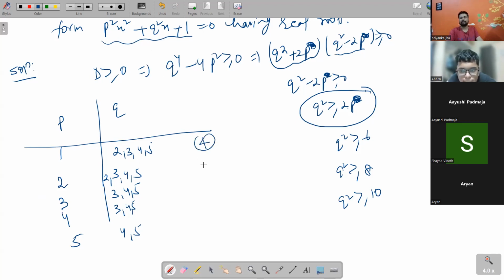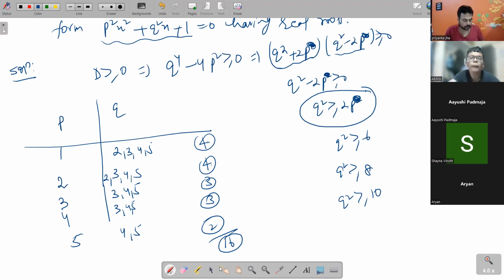So 4 equations from here, 4 equations from here, 3 equations from here, 3 equations from here, 2 equations from here. 8 and 14, 16, right? Understood, everyone? I did the same thing, but I didn't do the counting correctly for Q and P. Okay, no problem, madam. Next time, we will not make any mistake.